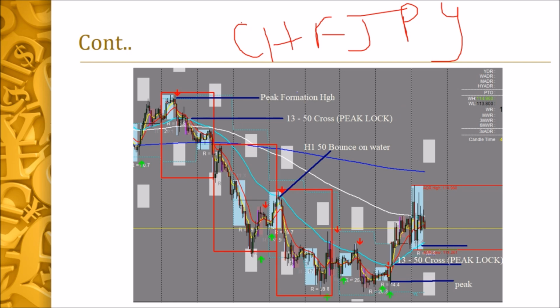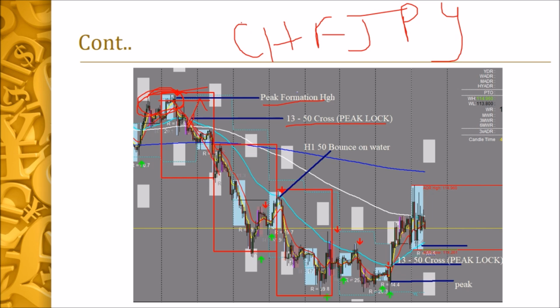So as you can see, this was the peak formation high. After the peak formation high, we had EMA 13 and EMA 50 cross. This signified the peak lock of this peak. So whenever a peak is locked like this, there is now a lesser probability of price coming back to this region. So after the peak locked, we had a level 1 floor.